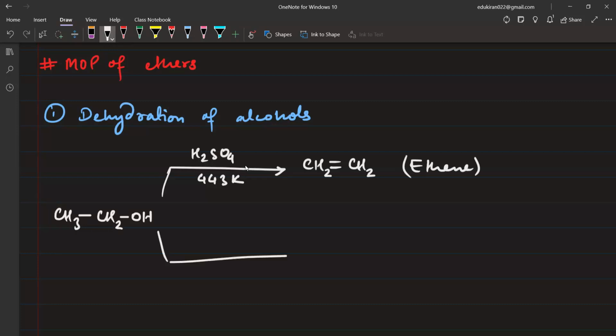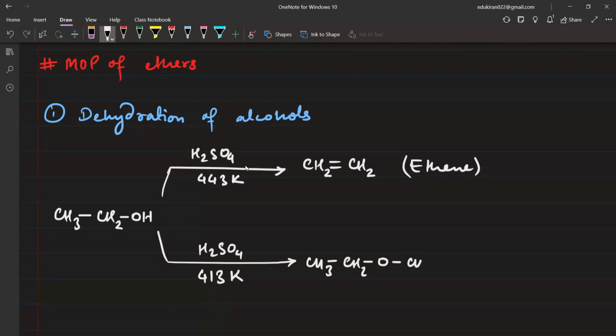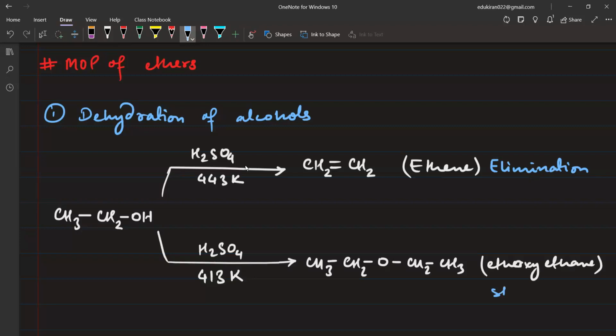Now, when I do the same dehydration, that means I treat it with H2SO4, an acid, but I keep the temperature 413 Kelvin, then I get CH3CH2-O-CH2CH3. So what is this? This is a substitution reaction happening here, and it is ethoxyethane. So this reaction was elimination, and this reaction here is substitution.